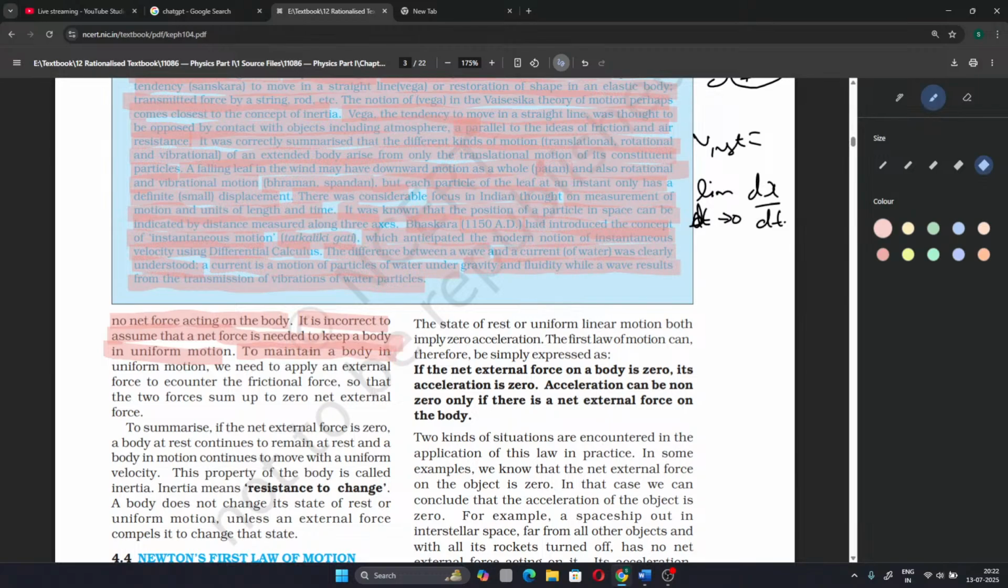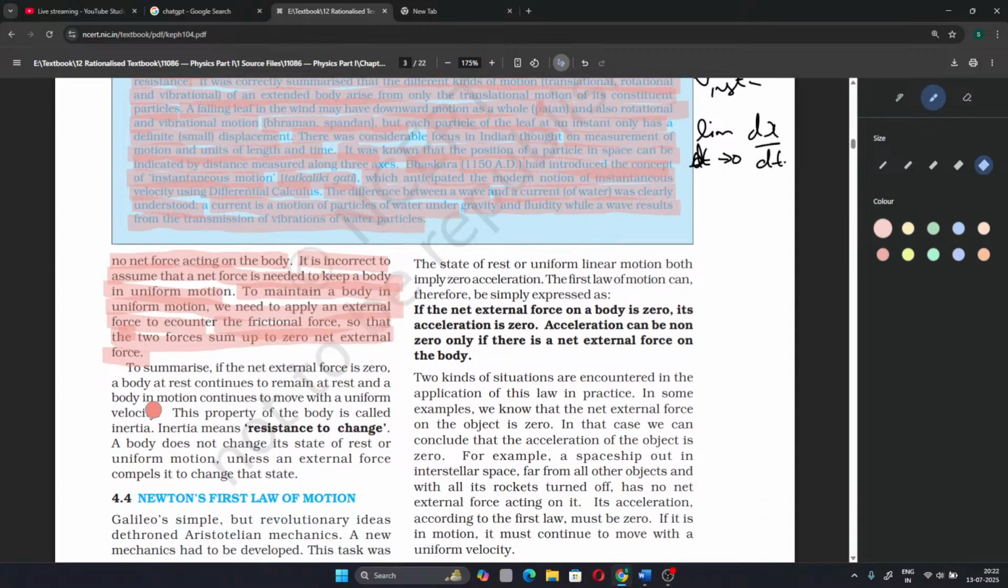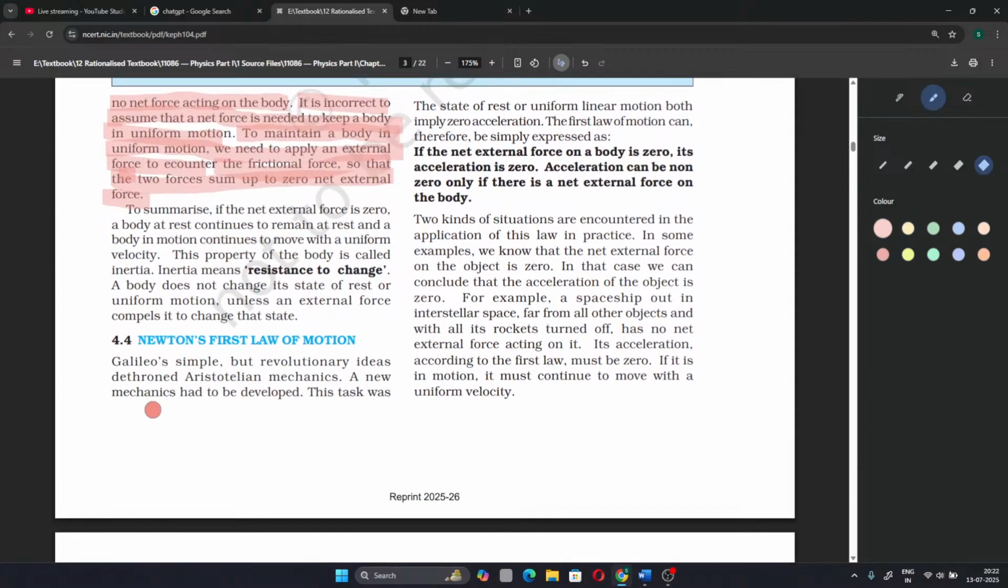To maintain a body in uniform motion, we need to apply an external force to counter the frictional force, so that the two forces sum up to zero and the net external force is zero. When the net external force is zero, the body will continue to move with uniform velocity, or it can just stay at rest. To summarize, if the net external force is zero, a body at rest continues to remain at rest, and a body in motion continues to move with a uniform velocity.